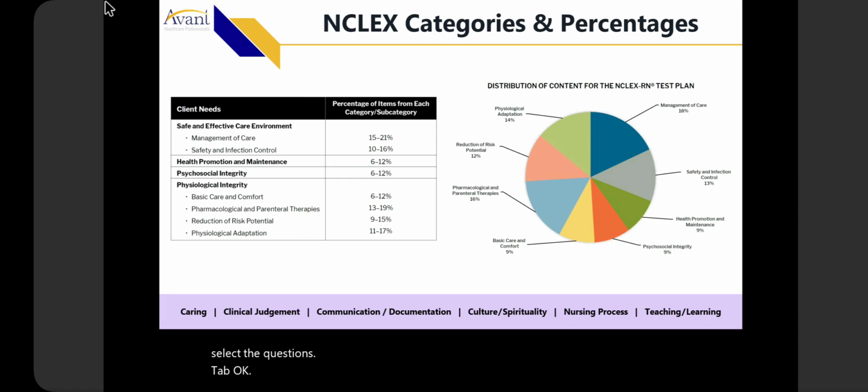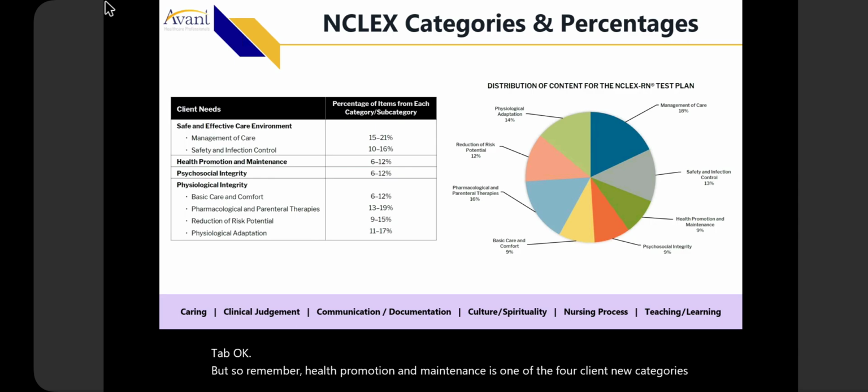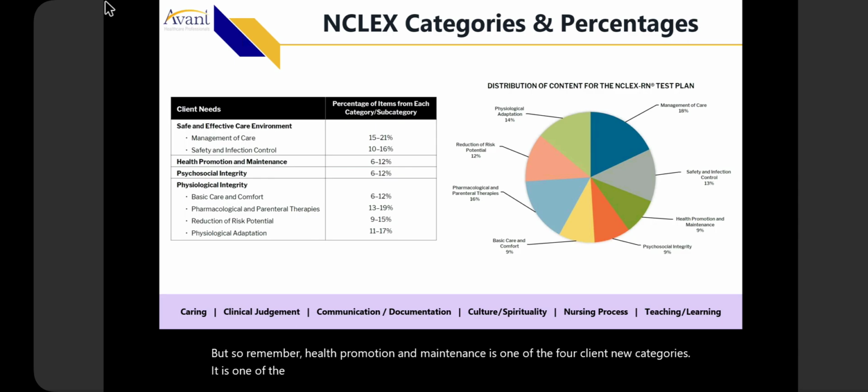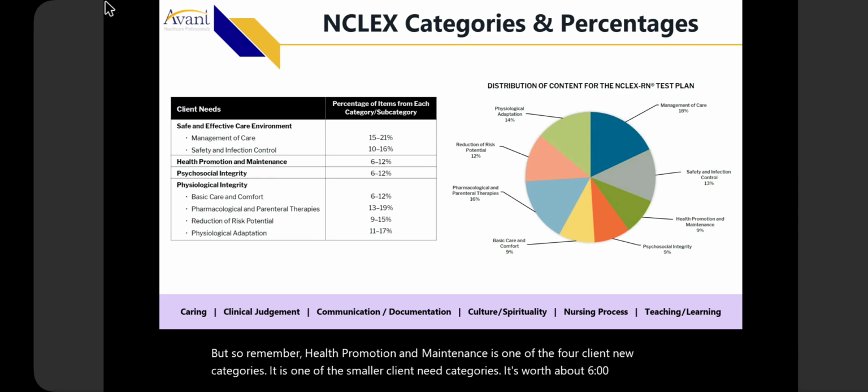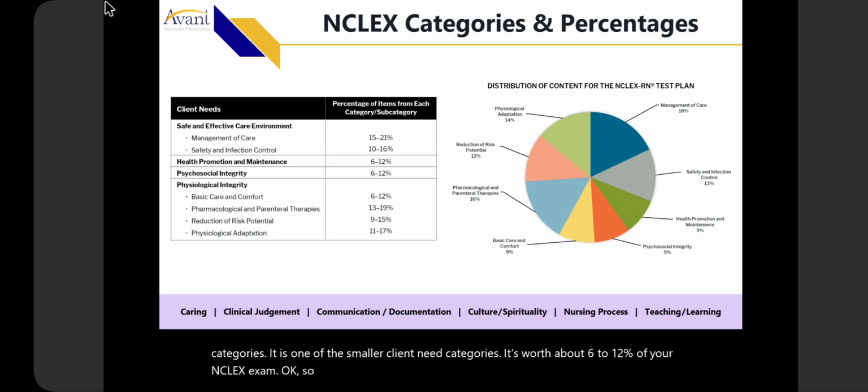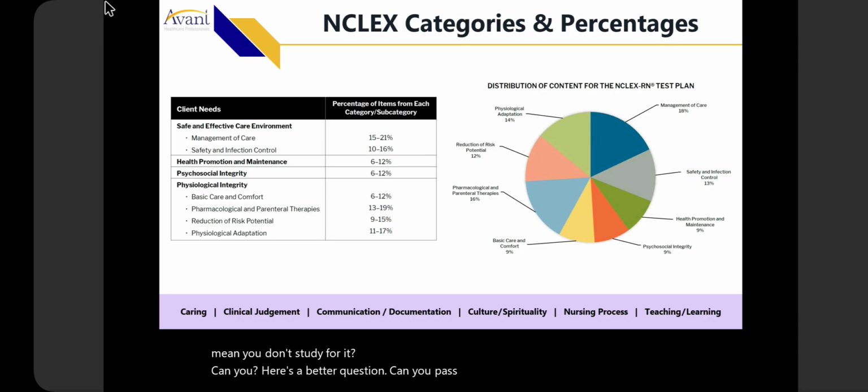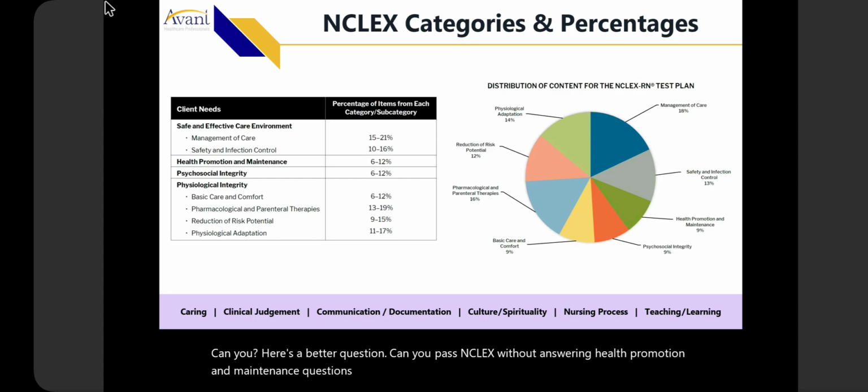So remember, health promotion and maintenance is one of the 4 client need categories. It is one of the smaller client need categories. It's worth about 6 to 12% of your NCLEX exam. Okay. So here's a question. If it's a small topic and it's only worth 6% of your exam, does that mean you don't study for it? Here's a better question. Can you pass NCLEX without answering health promotion and maintenance questions?